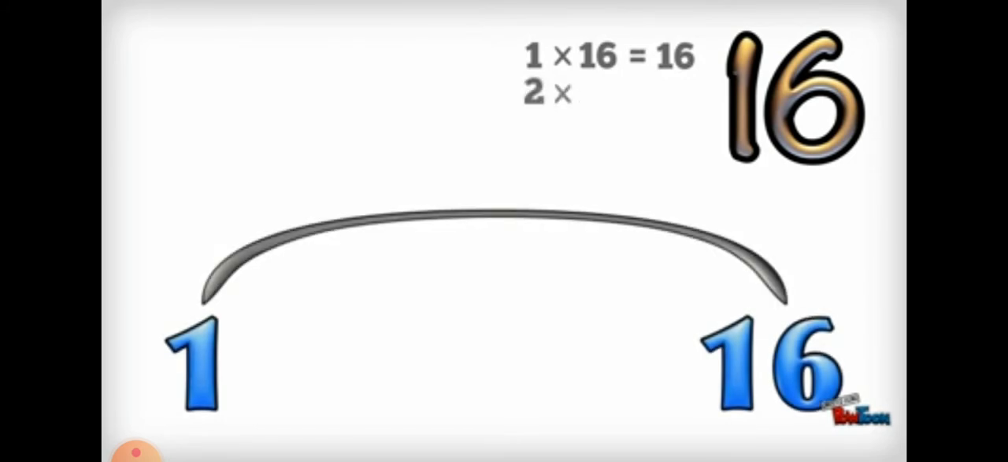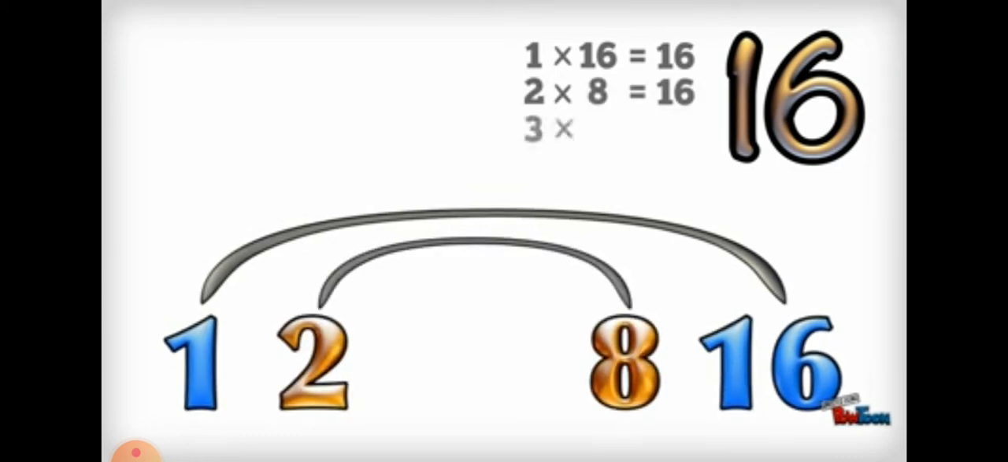Now go to 2. 2 times a number. Well, 2 times 8 is 16. What about 3 times a number? Is 3 a factor? Well, 3 times 5 is 15. We can't get to 16. 3 is not a factor of 16.